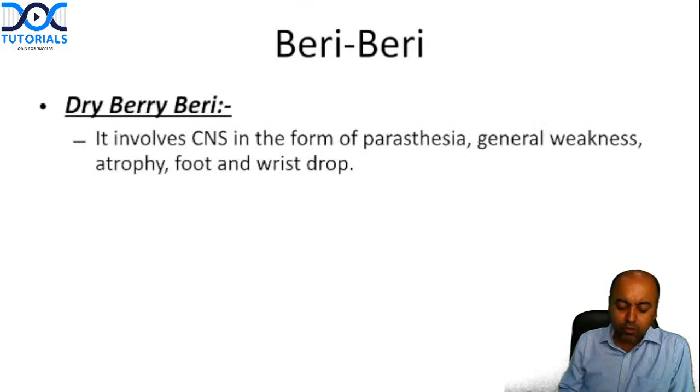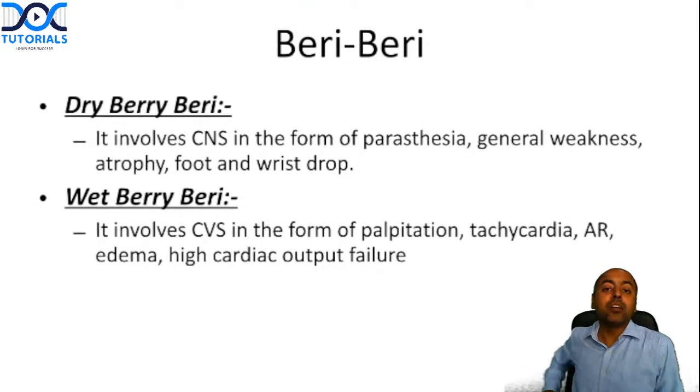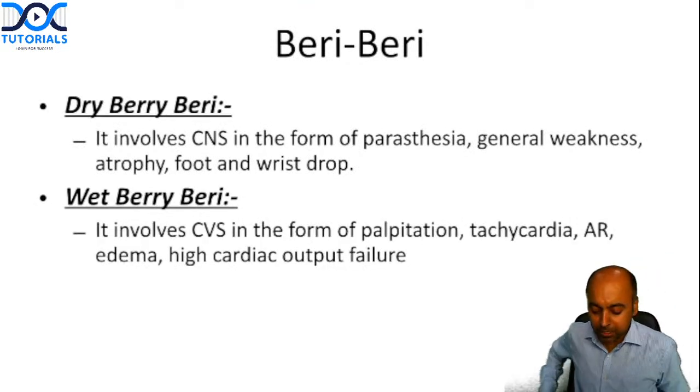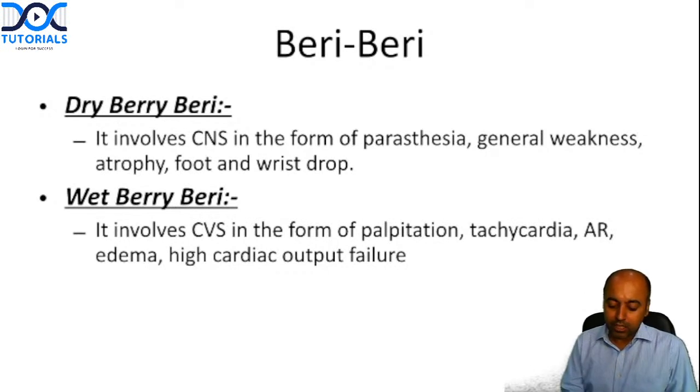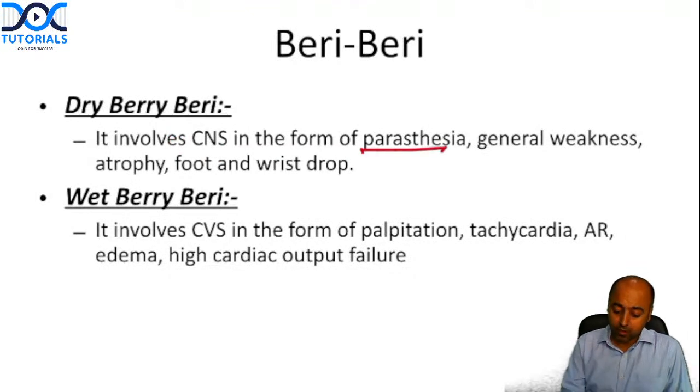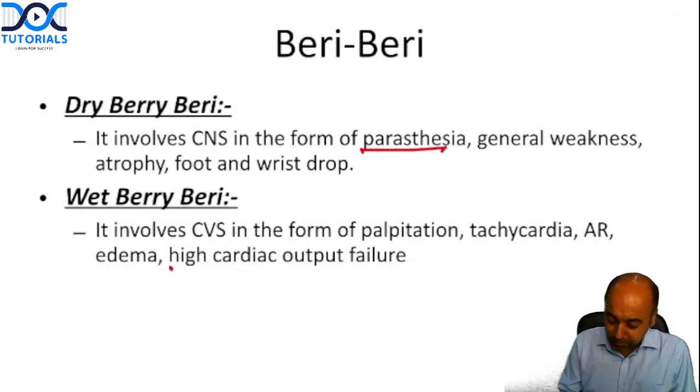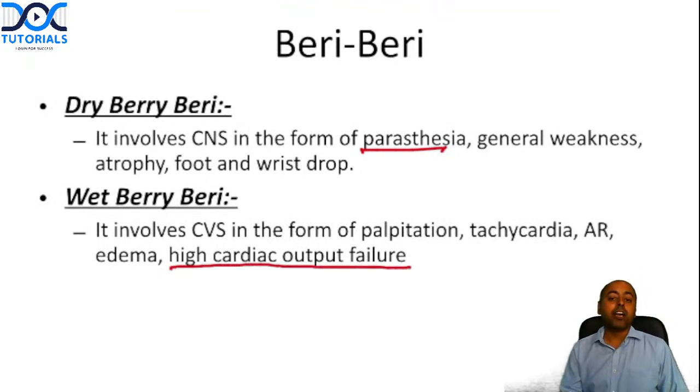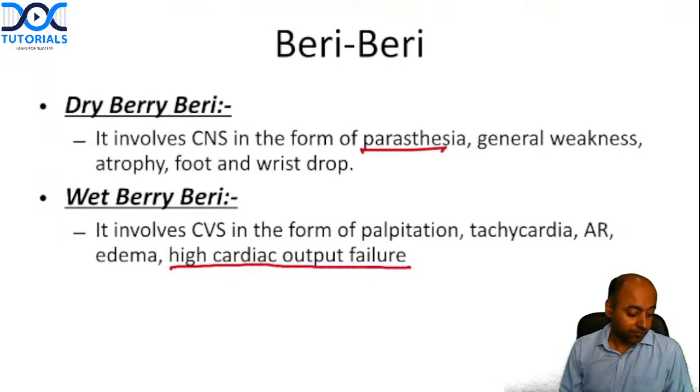When you talk about beriberi, you can have the dry beriberi and the wet beriberi. In the dry beriberi, what is happening? We have the involvement of the CNS, right? So, main finding is the paresthesia. Whereas in wet beriberi, we have the main finding of high output cardiac failure. High output cardiac failure is the main finding.